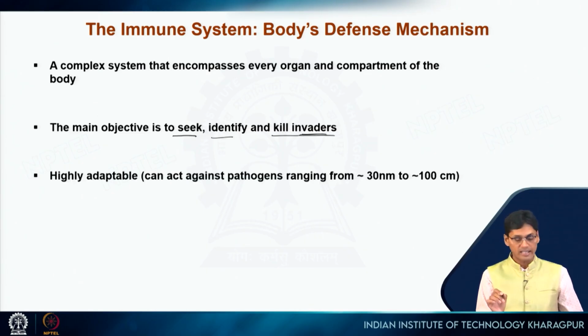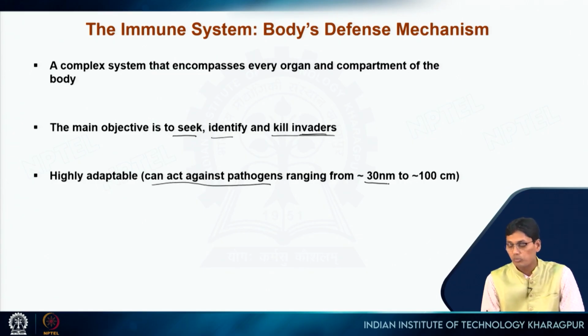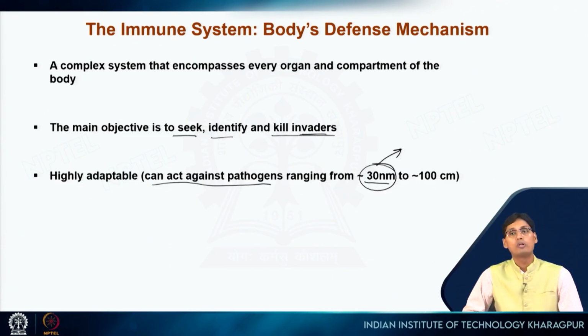And then another important thing is that it is highly adaptable in nature. As you can see, our immune system can act against pathogens ranging from 30 nanometer, right? So what is 30 nanometer? In the last module, module 9, I discussed 30 nanometer. It can be a very small virus, right? Those small viruses can be in this range, 30 nanometer in diameter.